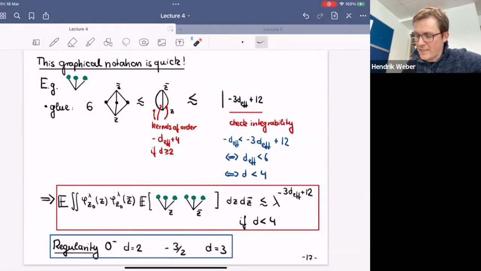So what you get from that, for example, for the third Wick power, is this blow up for dimension less than 4. And this gives you regularity 0 minus in 2 dimensions and minus 3 over 2 in 3 dimensions. So once you're a bit familiar with this, this is super convenient. You can just do the calculation in a few symbols, check a couple of integrability conditions, which is much quicker than writing down ugly iterated integrals. So I hope this was convincing that graphs are actually practical.